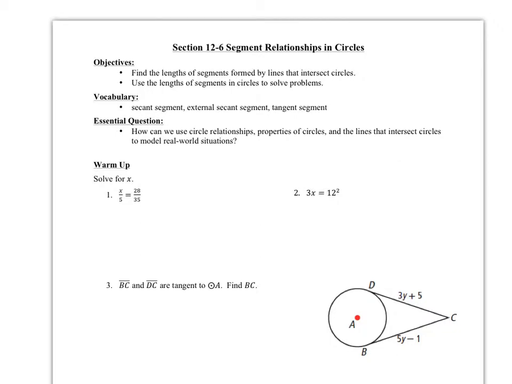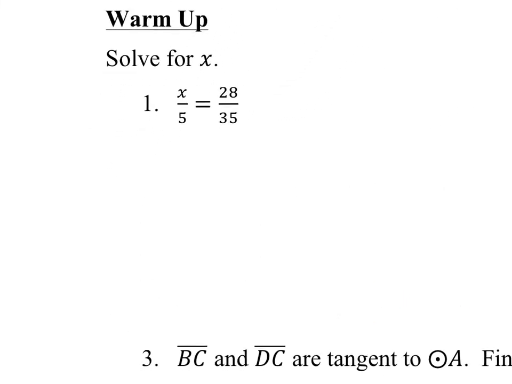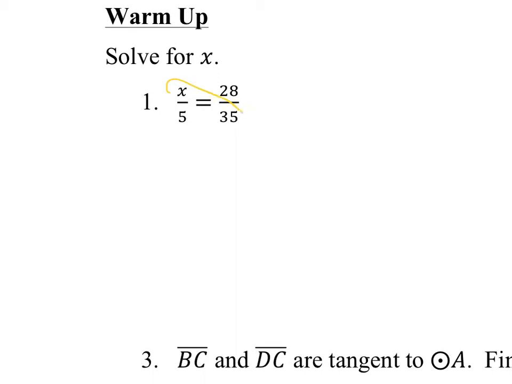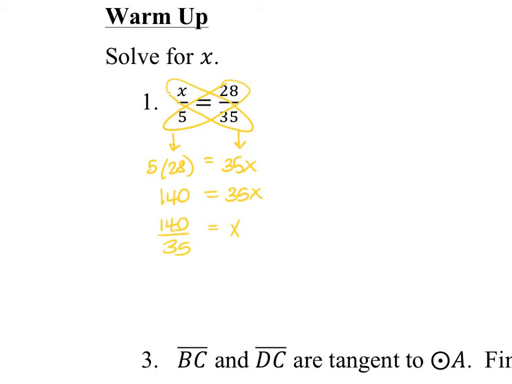And what we see we have is a proportion on number 1. So we remember how to solve a proportion from our pre-algebra days. And we have 35x is equal to 5 times 28, which ends up being 140, which is equal to 35x. And then we know that x is going to be equal to 140 divided by 35, which is 4.